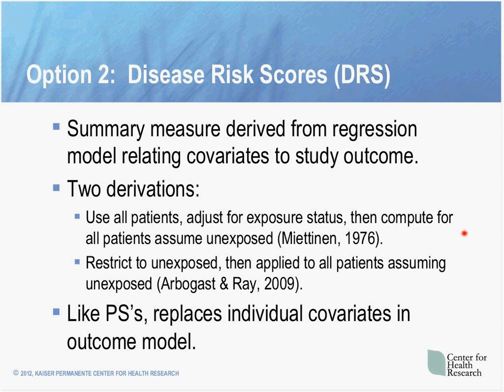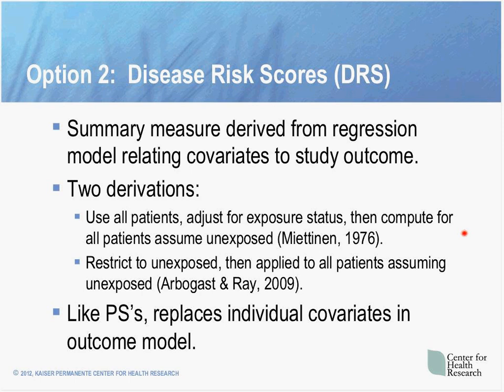The original approach, which was presented by Miettinen in 1976, was a regression model relating the outcome to all the covariates and the exposure, but then you took the resulting model and assumed everyone was unexposed, and computed the predicted disease risk. That was the confounder score, and he did that for everyone, assuming they were unexposed.